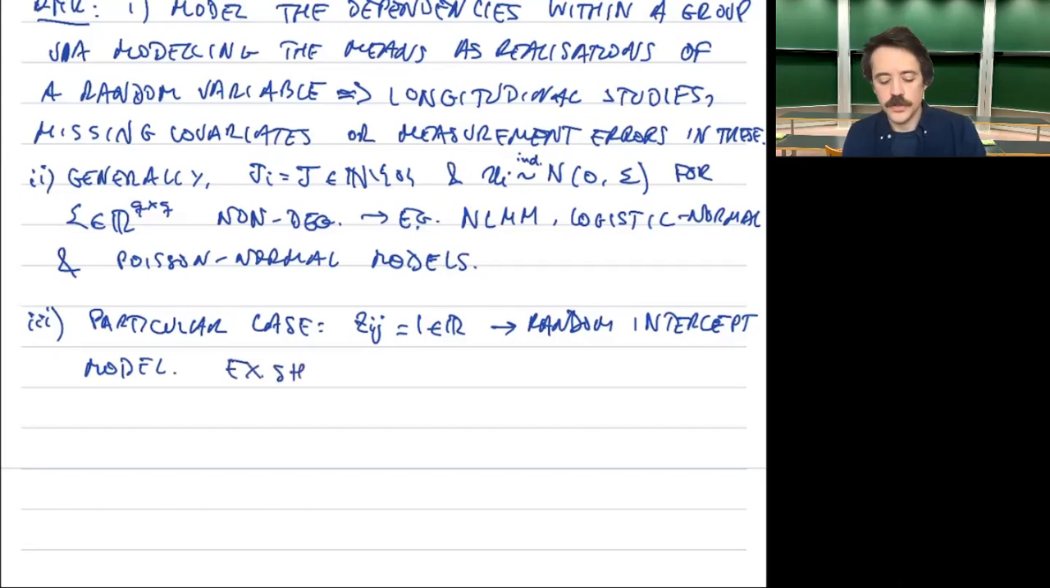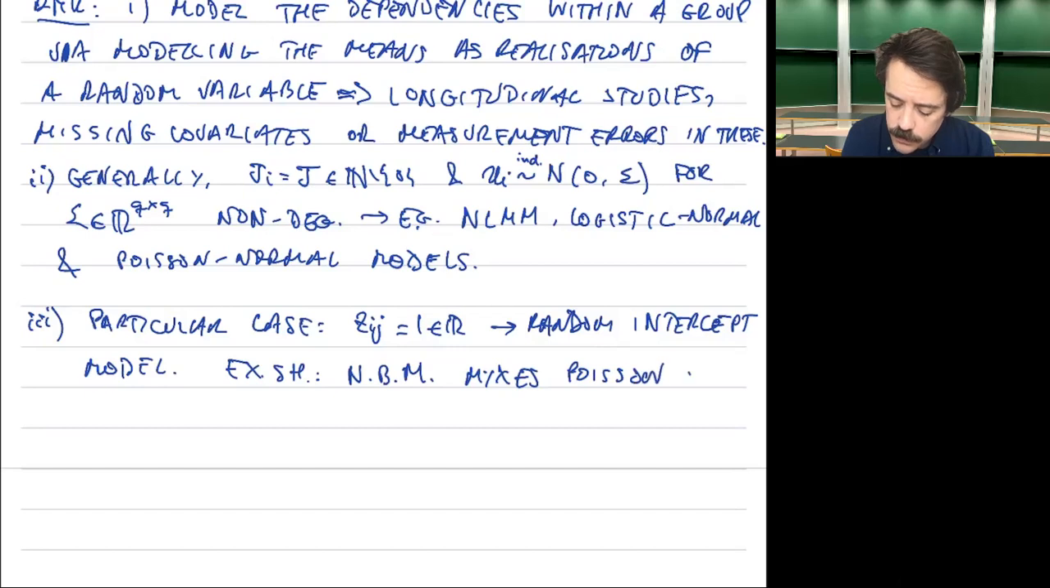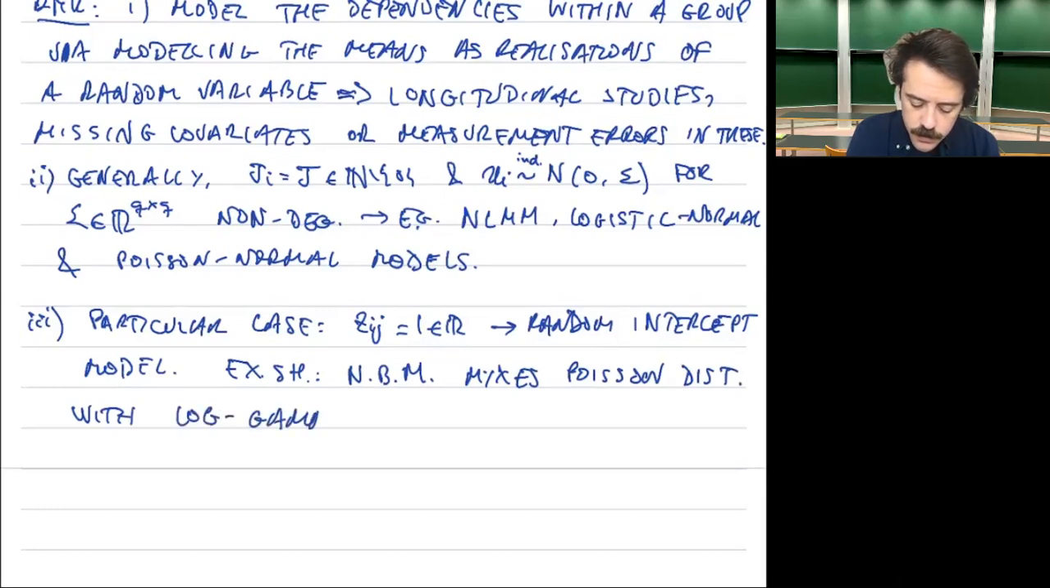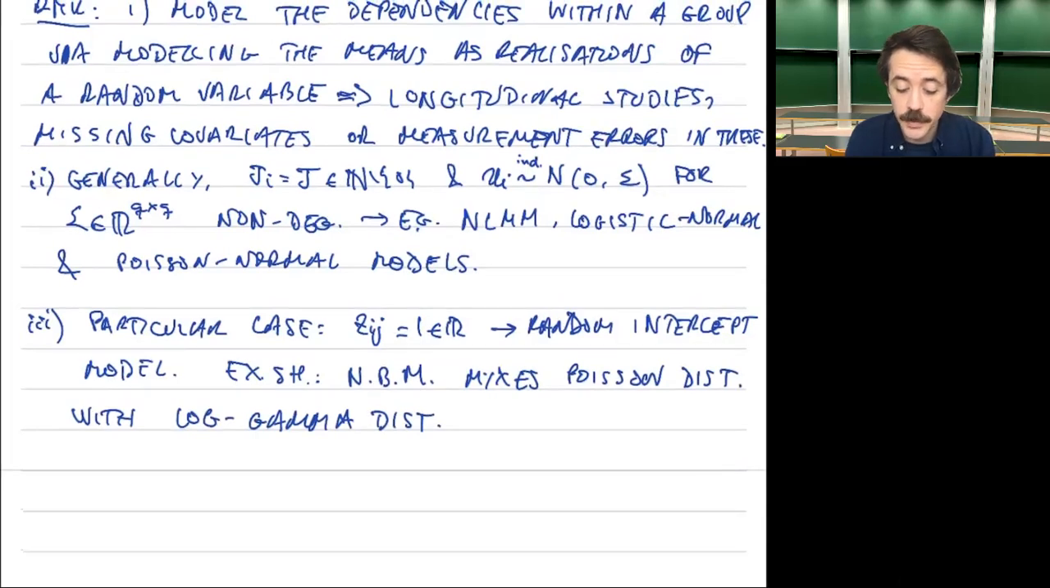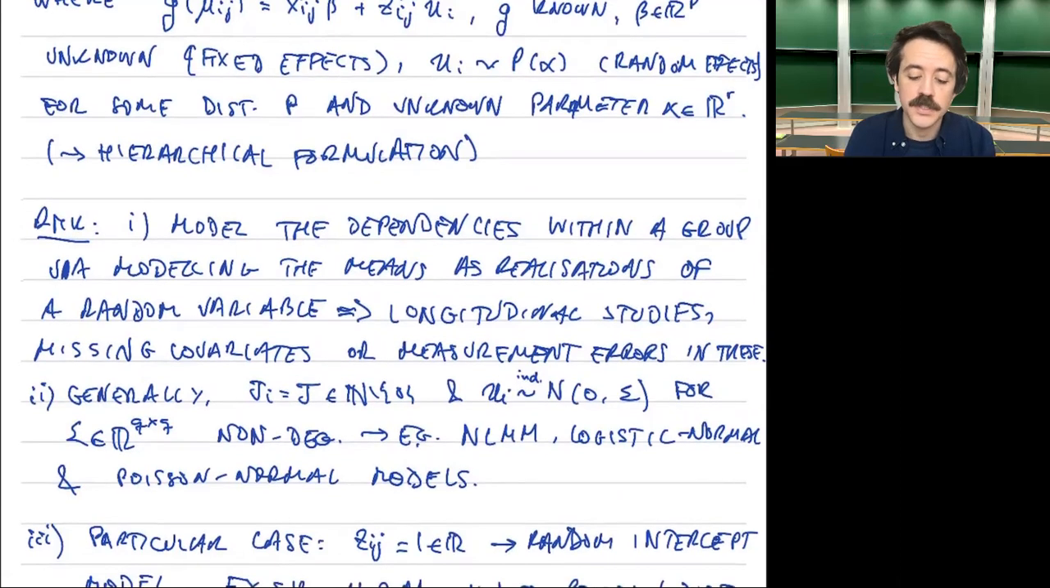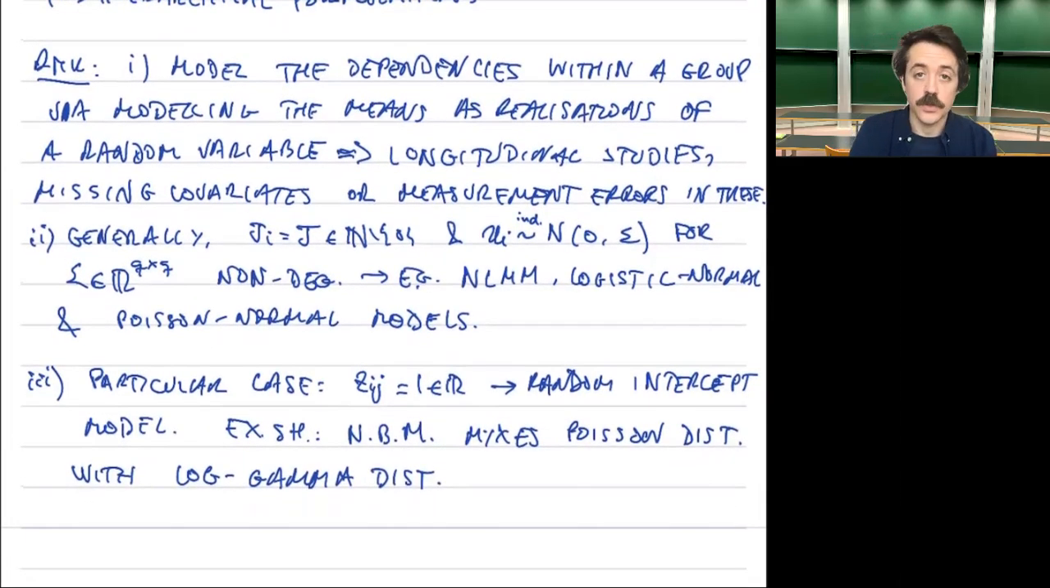In the example sheet, the one that you've probably looked at already, the negative binomial model is actually of this kind. You may have realized this by now. What we say is that it mixes the Poisson distribution with a log gamma distribution. Of course we haven't expressed that model in this hierarchical formulation, but instead we've used what is called the marginal formulation.